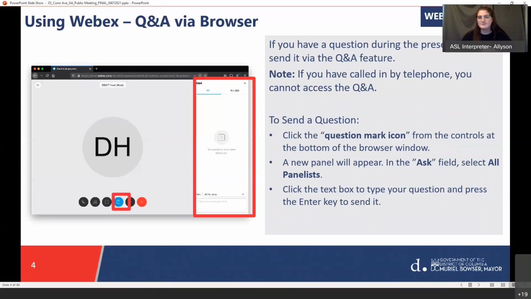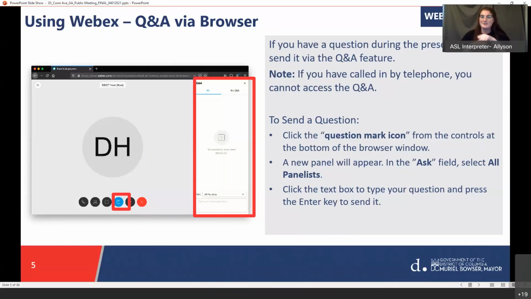If you have a question during the presentation, send it via the Q&A feature. If you've called in by telephone, we will discuss how you will actually raise your hand to pose a question. For those on the WebEx platform, to send a question, click the question mark icon from the controls at the bottom of the browser window. A new panel will appear. In the ask field, select all panelists and click the text box to type your question and press the enter key to send it. Next slide.